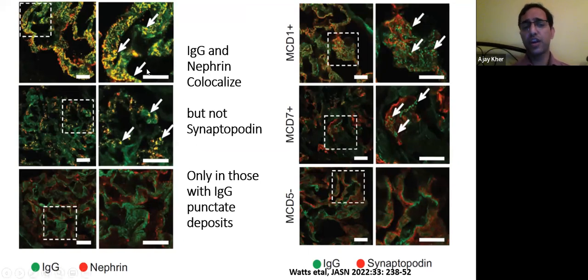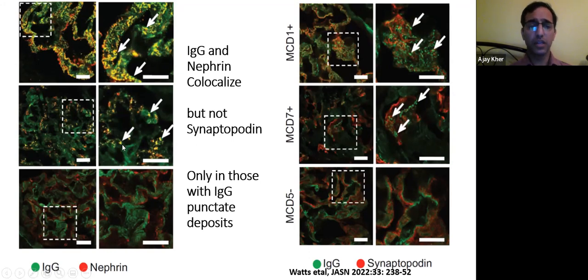And so that's what they're trying to prove by showing that if you do it for synaptopodin, which is another podocyte protein, the green and the red are close together, but they're not turning yellow because they're not co-localizing together. So these are the two minimal change disease patients on the top two, the top four on the left and the top four on the right.